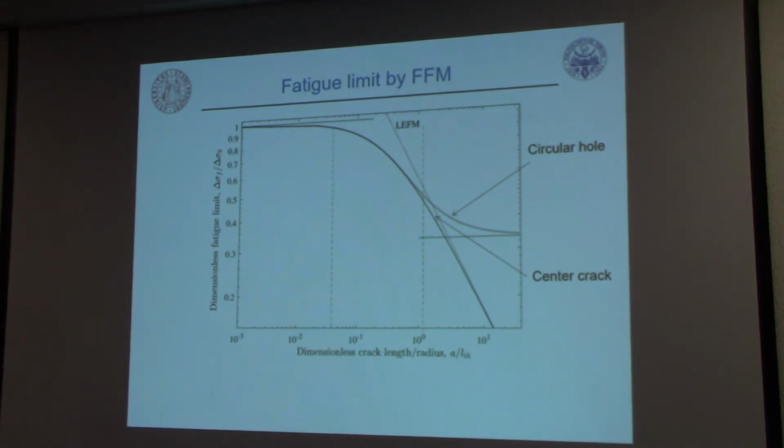So according to this diagram, there basically exist 3 regions. The first one you can see on the right is, of course, the region where the structure is feature sensitive.